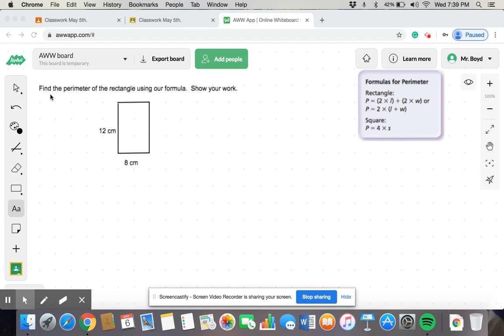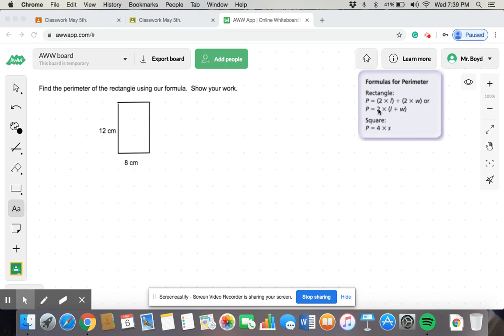But if we look up here and read our questions, it says find the perimeter of the rectangle using our formula. Show your work. So if we look over at our formulas for perimeter, we see for a rectangle, we have two formulas. We can either do perimeter equals 2 times length plus 2 times width, or 2 times length plus width. That is for a rectangle.